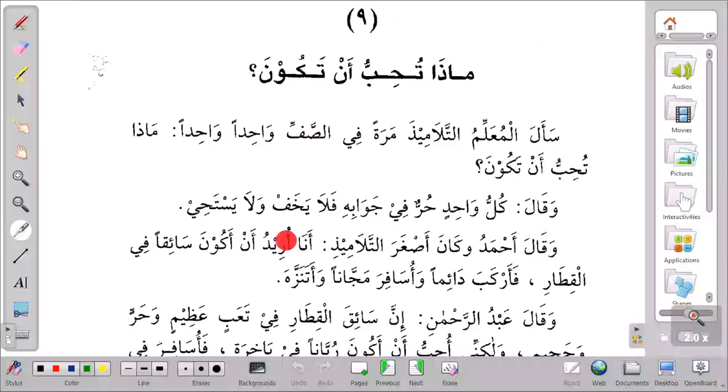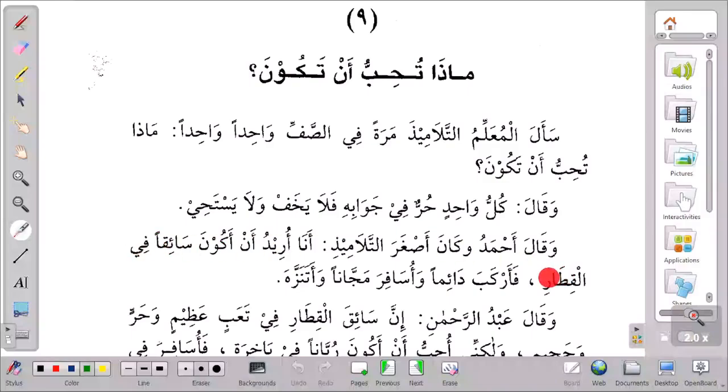So he said, ana uridu an akuna sa'iqan, I want to become a sa'iqan. Ma ma'ana sa'iqan? The sa'iqan is the driver. The verb is saqa yasuku, he drove, he drives. So sa'iqun is the driver. So an akuna sa'iqun, I want to become a driver.